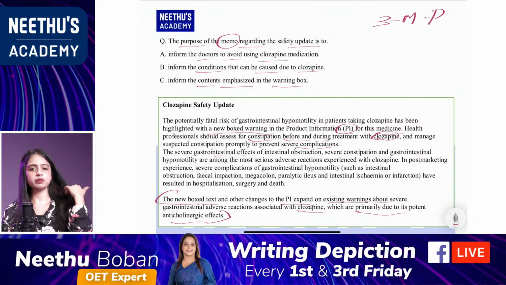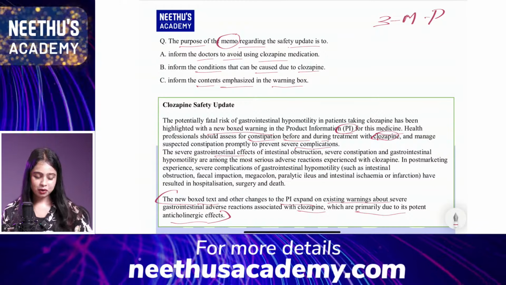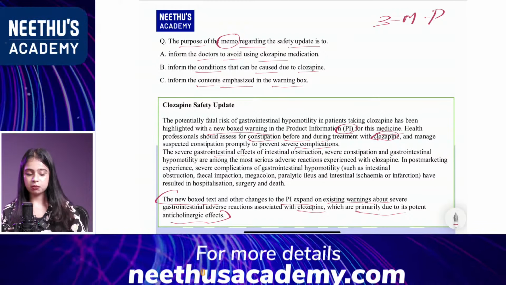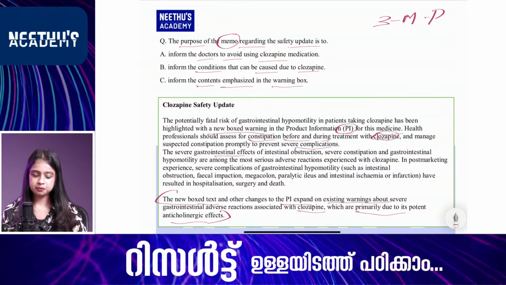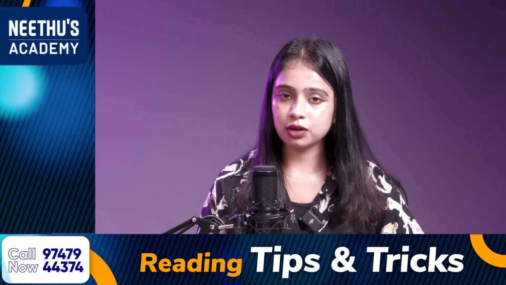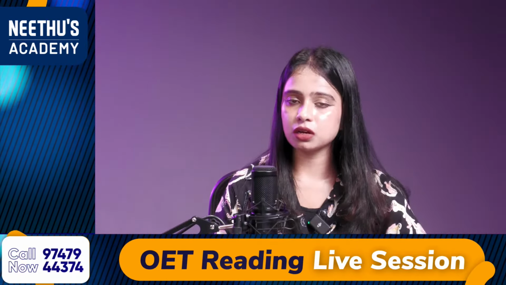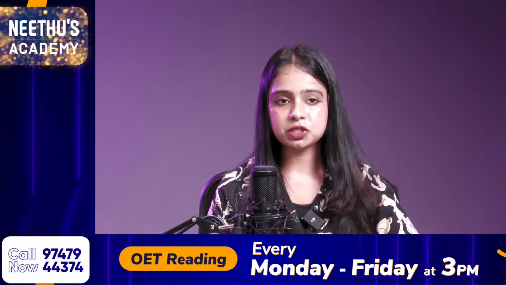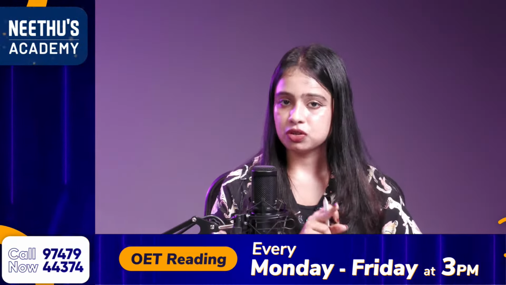So any idea what the correct answer will be? Let me know in the comment box what your answer is for this particular question. What strategy are we using here? We are using the strategy called the elimination method. How can we eliminate these options? One option will be a contradictory or opposite option, a not-mentioned option will be there, as well as one correct answer. So we are moving to the elimination method.